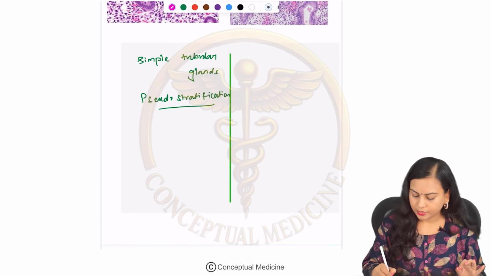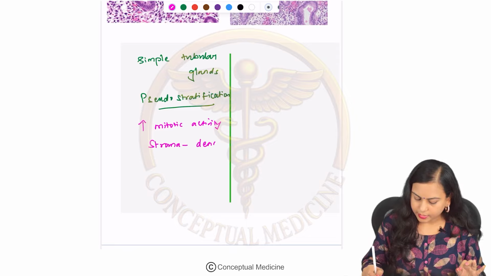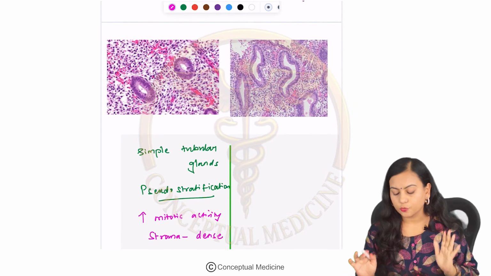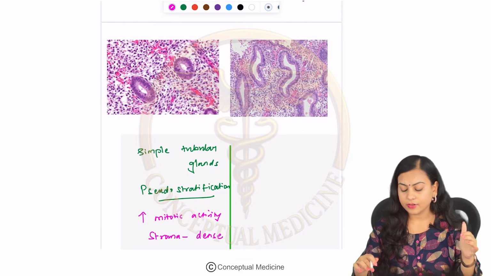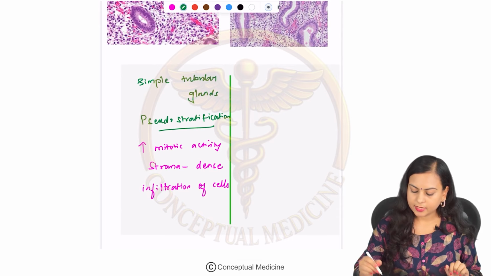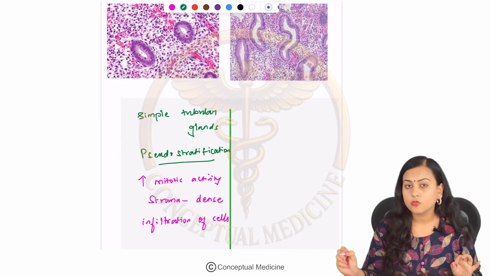Also, in this stage, there will be increased mitotic activity. The stroma will be dense, and there is infiltration of cells as well. Clear? So you have simple tubular glands with pseudostratification, so much infiltration with the cells, increased mitotic activity, and the stroma is also very dense here, right? Next, coming to the secretory phase, you will see these glands have a corkscrew appearance, right?